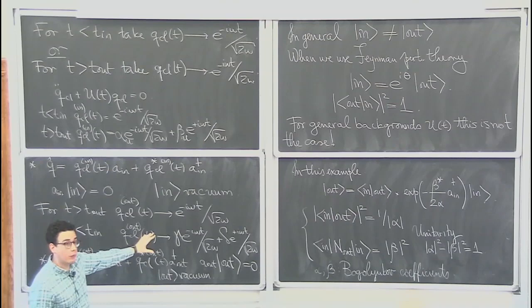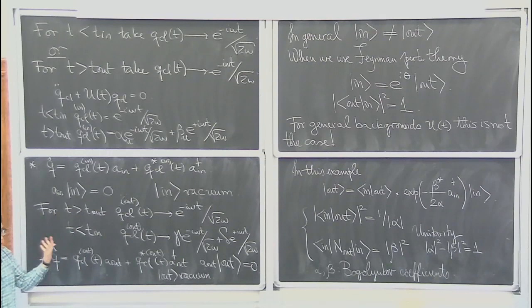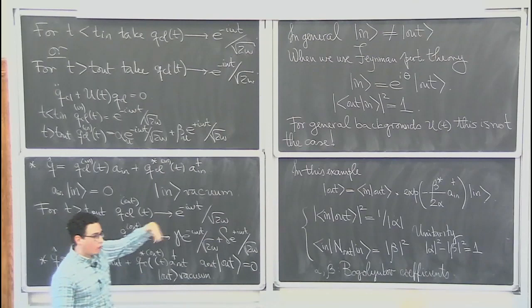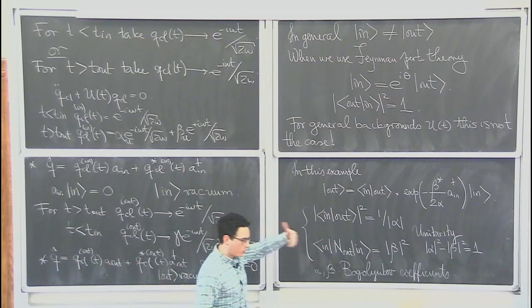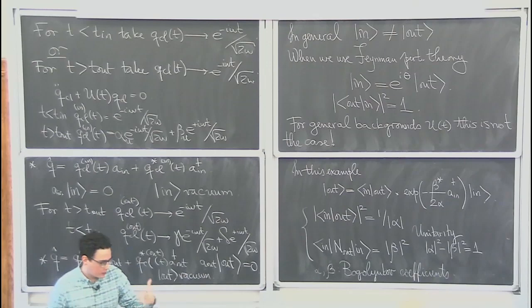The physics is just that if you switch on a source, if I started from a state with no particles in the past, at very late times I will see some non-trivial number of particles in the future. So somehow the source produces particles, and from the point of view of some detector that would naively see vacuum at late times, I would see some occupied state at late times.